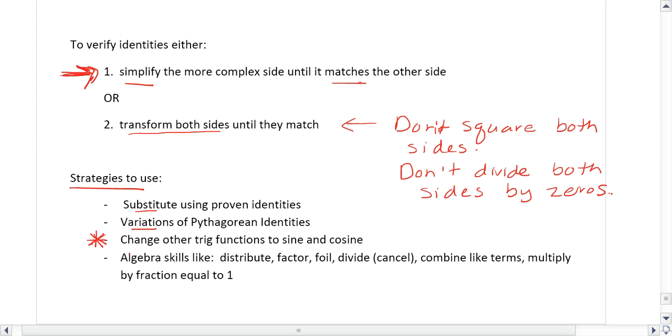If you're working on an identity in this section and you're just stuck, if you have other trig functions, just move towards sine and cosine by doing your substitutions. Very, very often this will lead you to simplifying and getting where you want to go. And of course, we used all our algebra skills: distributing, factoring, foiling, canceling, combining like terms. This skill is really handy: to multiply by a fraction equal to 1. That could be like multiply by cosine over cosine when you need a cosine squared or you need common denominators. So that's very useful to remember.